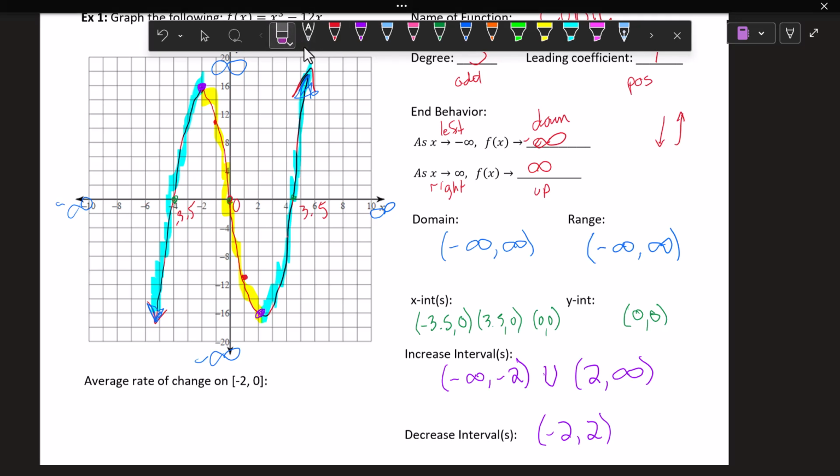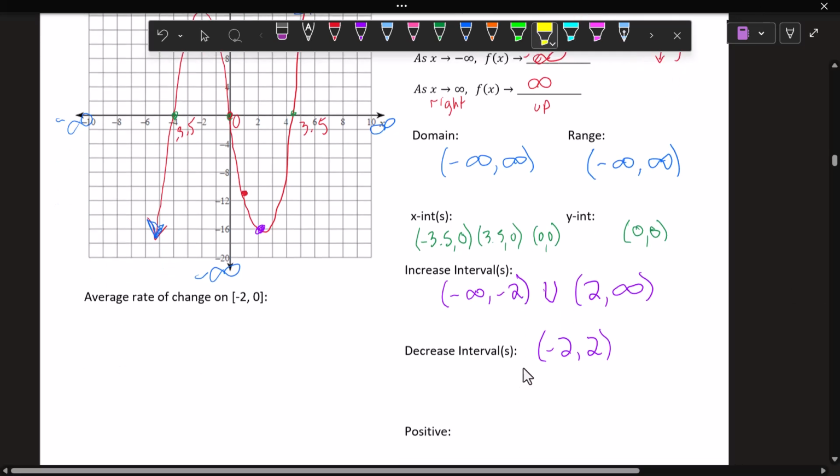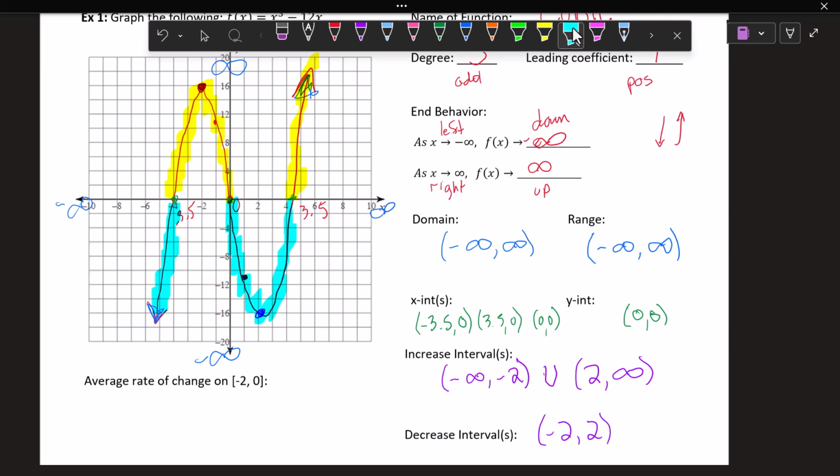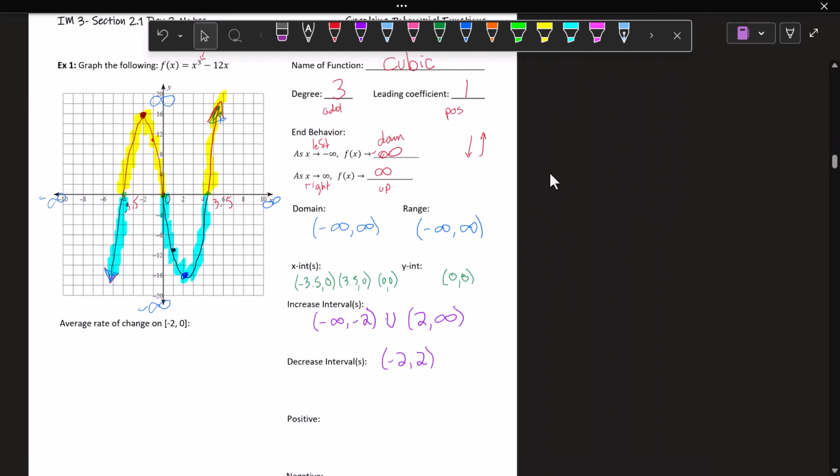See if I can erase just a little bit. There we go. Good. Now we'll talk about positive, negative. That's the next step. So our positive interval was this little part and this going on forever. Negative is this little part and this little part. So we're going to have 2 parts for each of these. Zoom out so we can see our positive, negative.